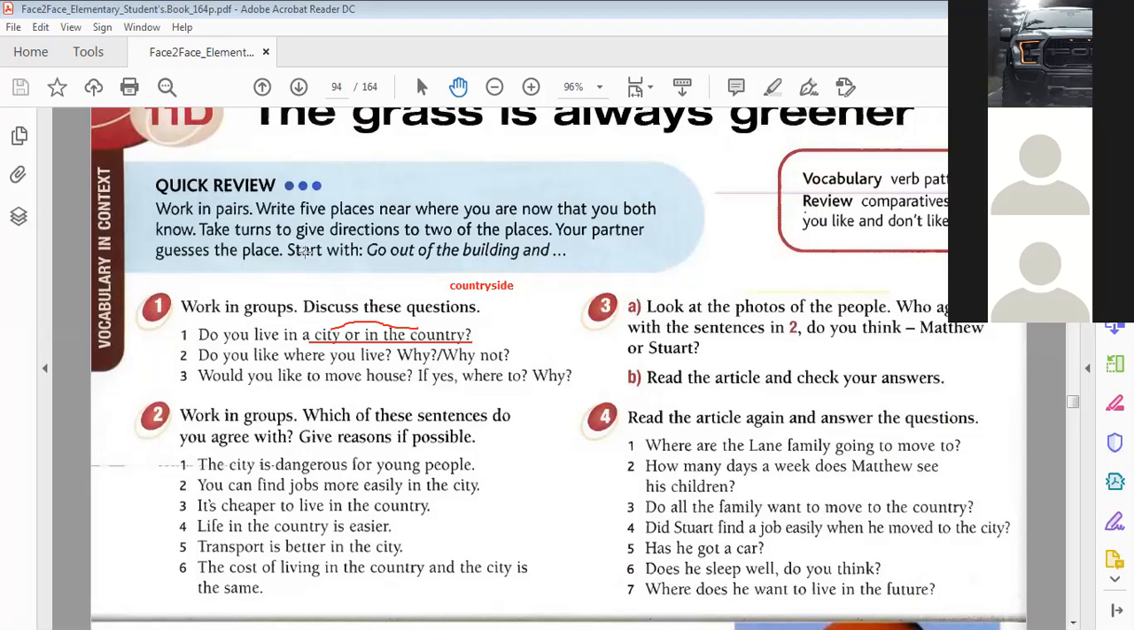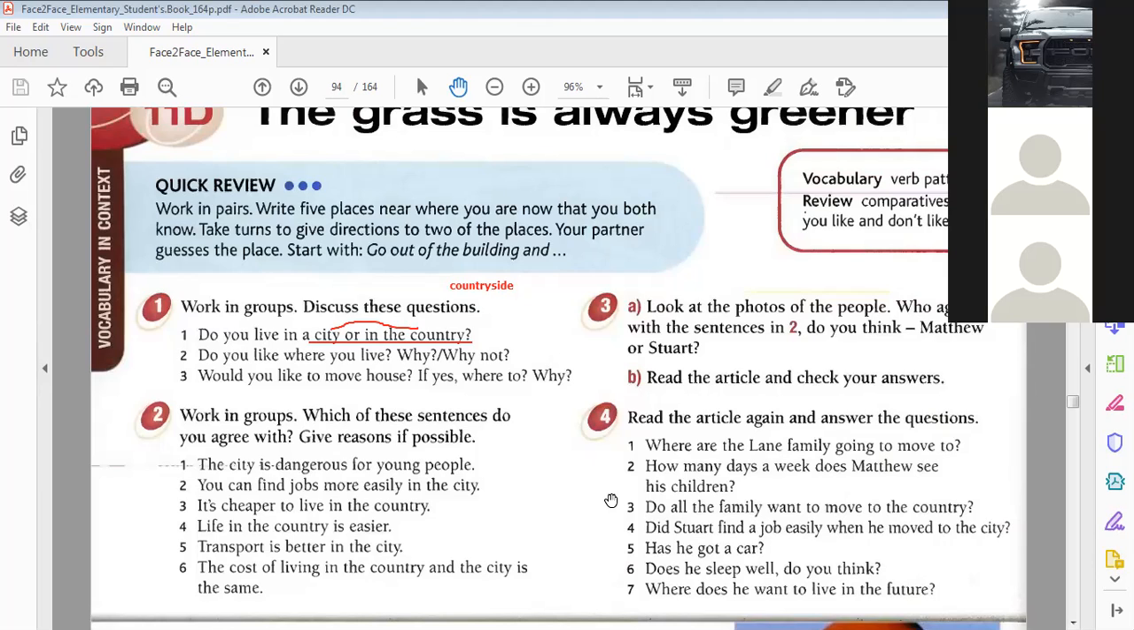So here the idea is they're just asking you about living in the city, living in the country. Okay, now here we have some sentences. I want you to tell me which of these sentences do you agree with? And if you agree, I'd like you to tell me why, okay? So sentence number 1, Hannah. Can you read sentence number 1, please, Hannah?